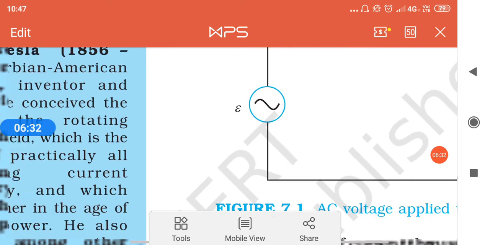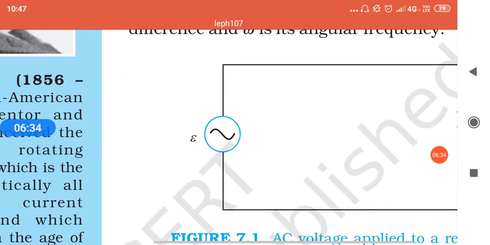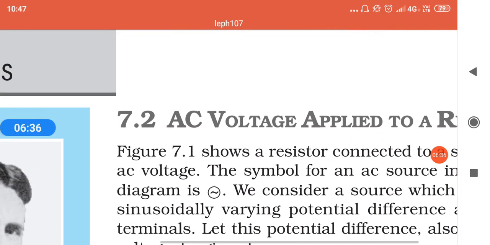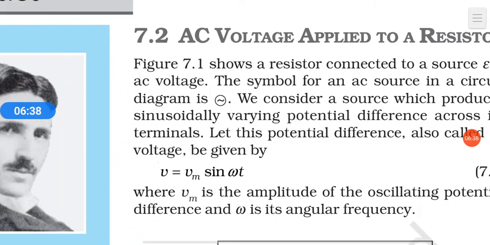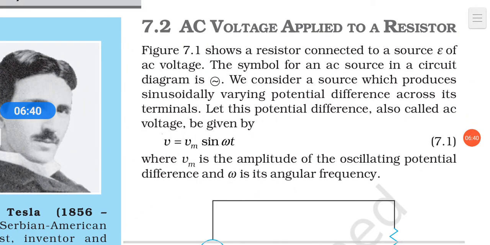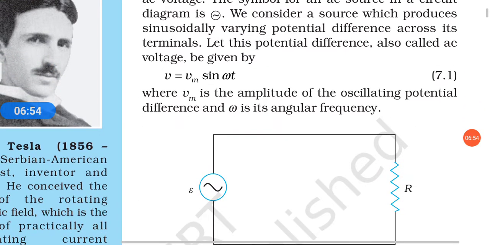In today's topic, AC voltage applied to a resistor, what happens when we apply the AC voltage to a resistor? At that time we need to see the figure shown here, the circuit diagram.